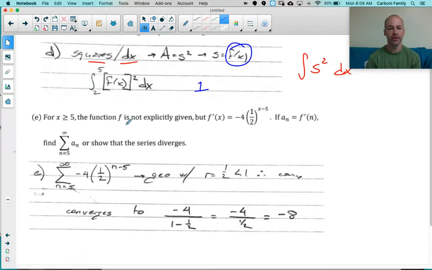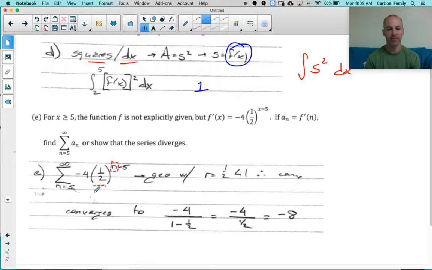They tell you that the function's not explicitly given, but they do give you an equation for the derivative. Then they say there's a series that is that derivative. So first thing I did is I just wrote the series from n equals 5 to infinity of -4 times 1/2 to the n minus 5. I just replaced the x with an n, and I noticed that the only location of the variable n was in the exponent. That means this is geometric, and the ratio of this geometric series is 1/2. That means this thing converges, and the fact that it converges as a geometric series means you can easily find the sum, and that's what we have to do.